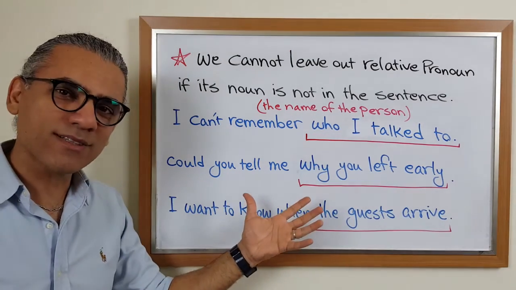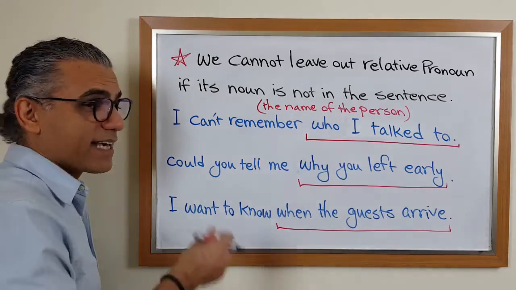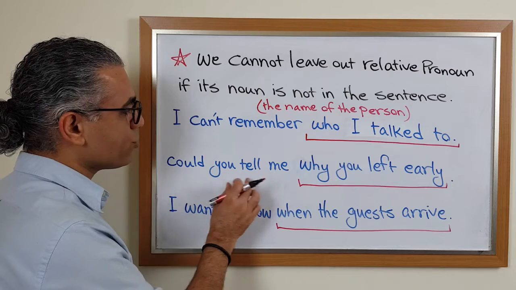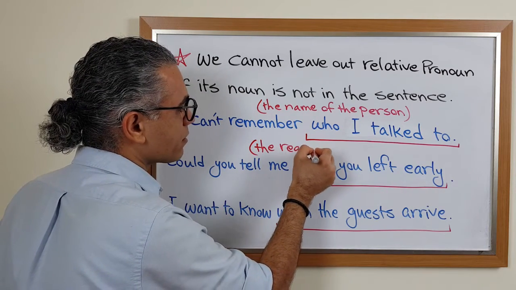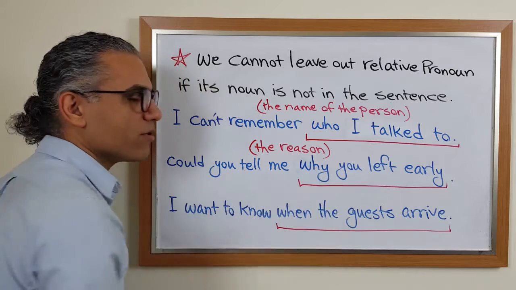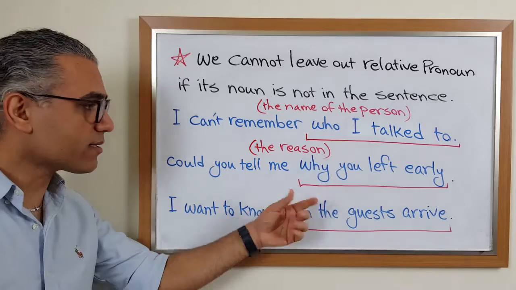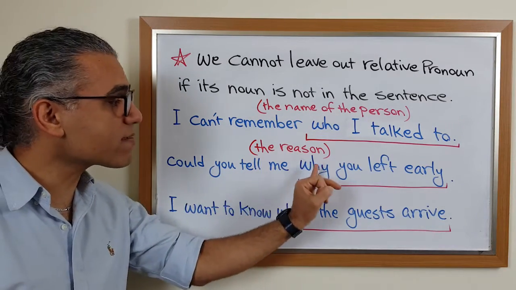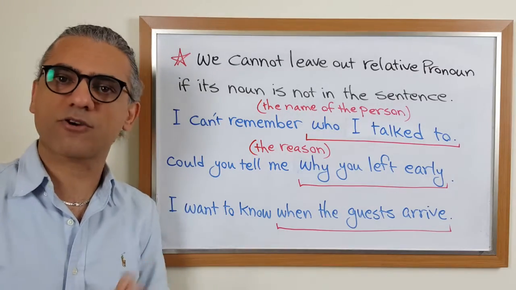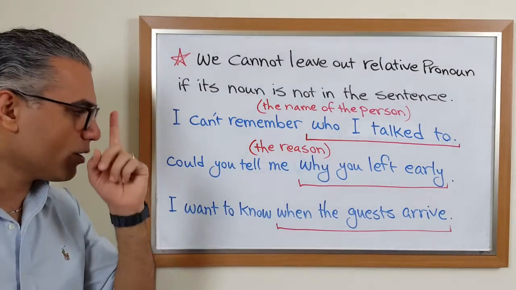Again, the noun is not in here, but the pronoun is here. So what is the hidden noun or the noun phrase? Could you tell me the reason why you left early? So again, if we put this in the sentence, we can remove why. We could say, could you tell me the reason you left early? This is a correct sentence. But because the reason is not here, we cannot remove why.